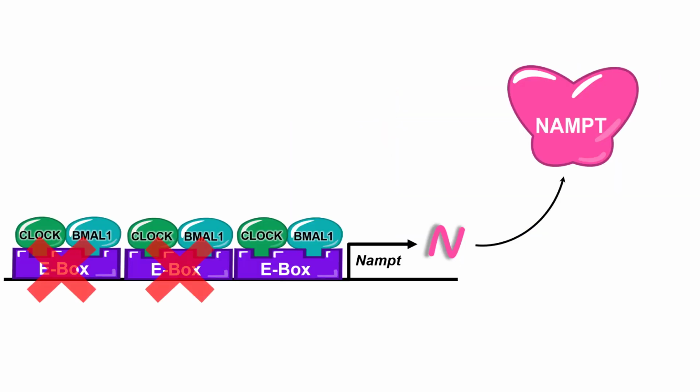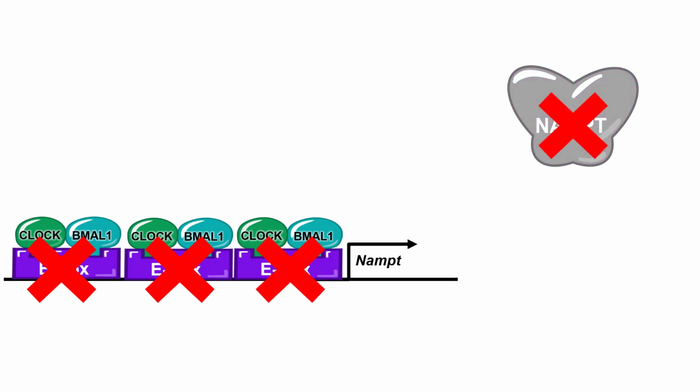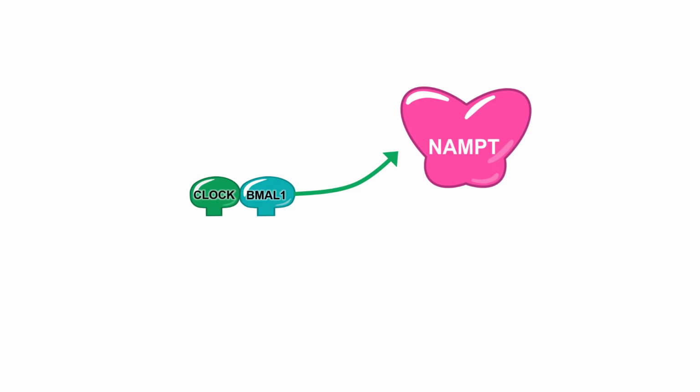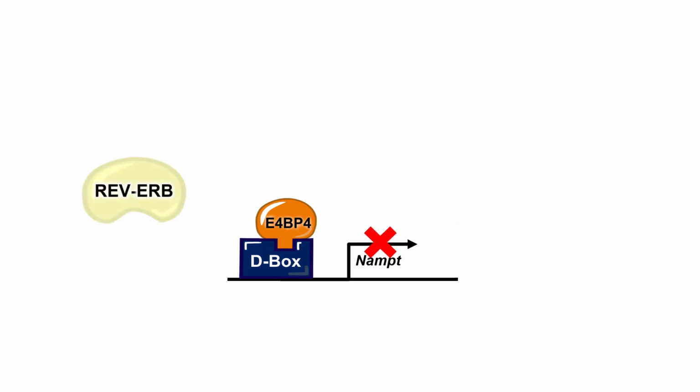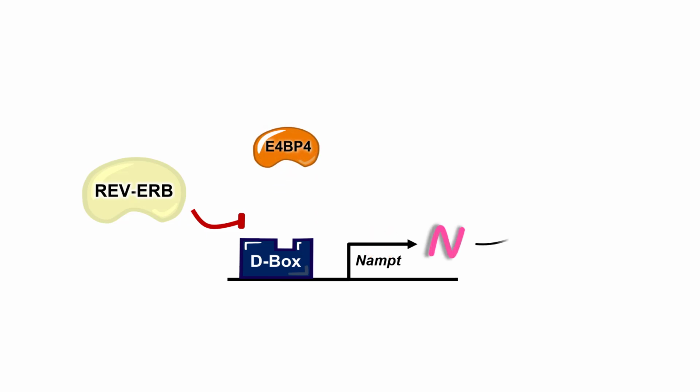If one or two of the E-boxes in the NAMPT promoter are removed experimentally, CLOCK-BMAL1 still promotes NAMPT expression. But when all three E-boxes are removed, NAMPT expression is very low. Thus, NAMPT expression depends in part on the circadian clock. NAMPT also has a D-box. E4BP4 is a transcription factor that binds to a D-box to repress the NAMPT gene. The clock component REV-ERB inhibits E4BP4, which causes NAMPT levels to increase.